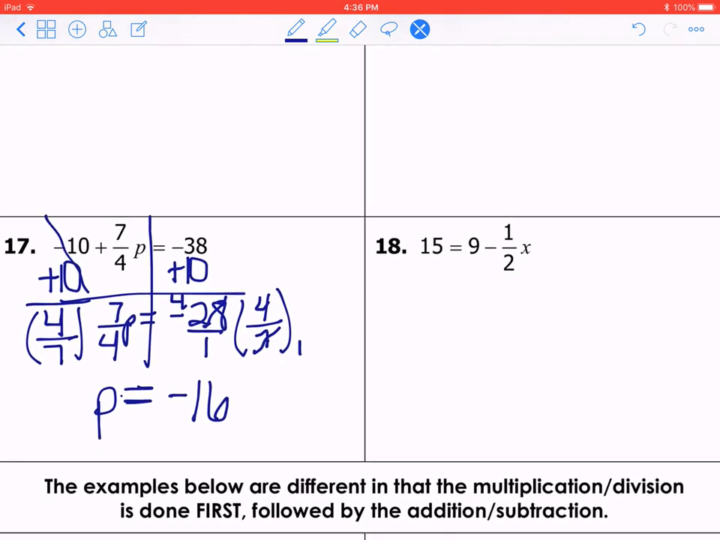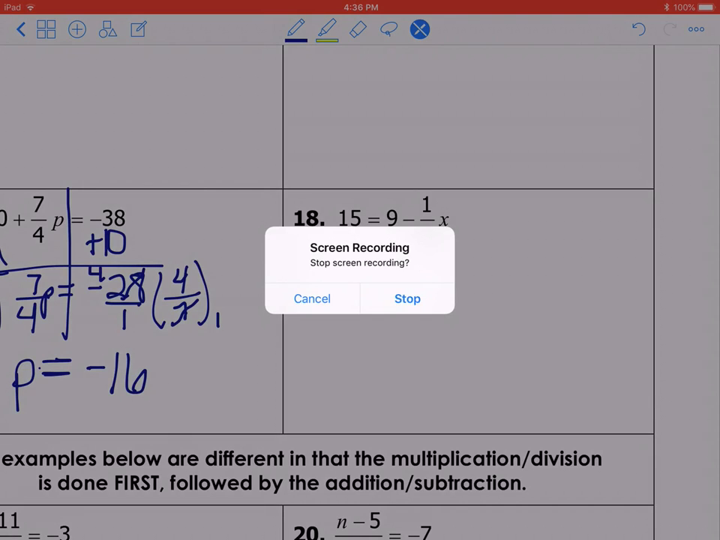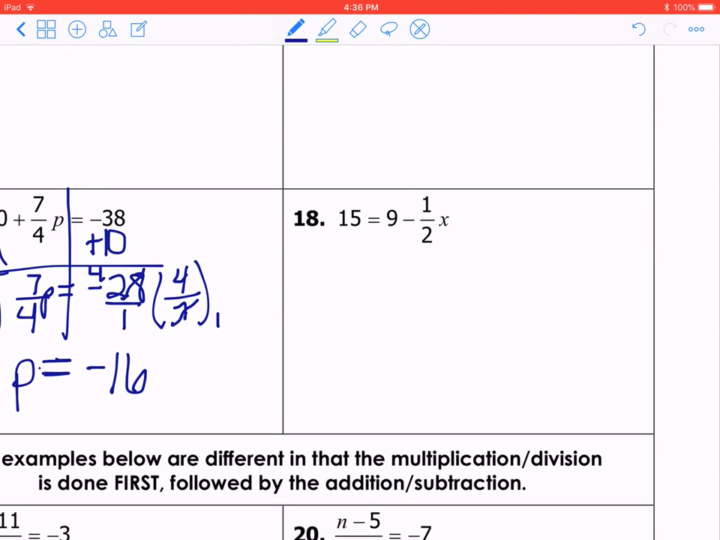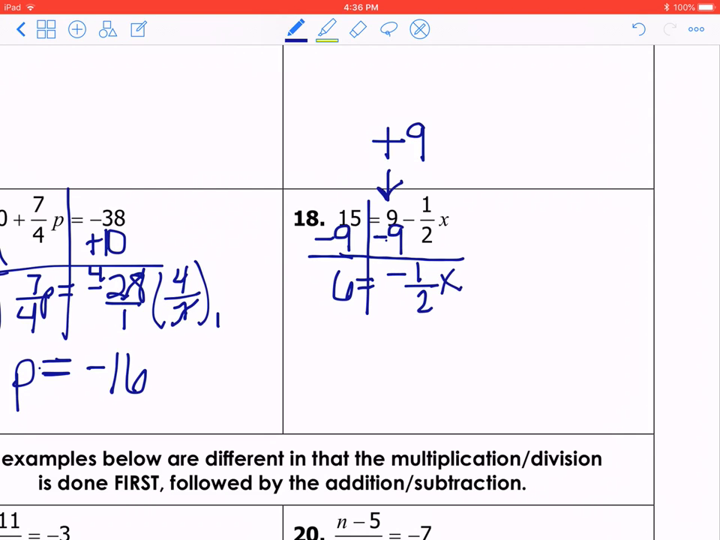Okay, scooting over to the right. Oops. We have this positive 9 here. So this subtraction sign to the right of the 9 doesn't belong to it, it belongs to the half. So because this is a positive 9, I'm going to subtract it. 15 minus 9 is 6. And then, like I said, the negative half belong together.